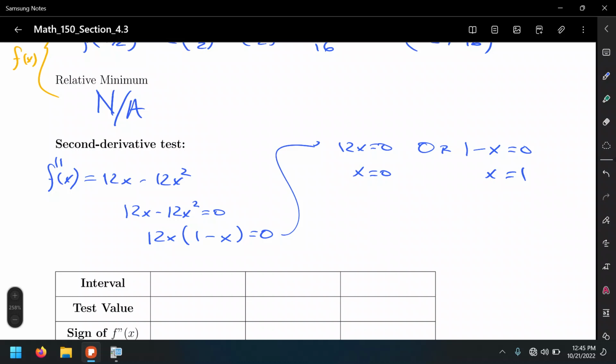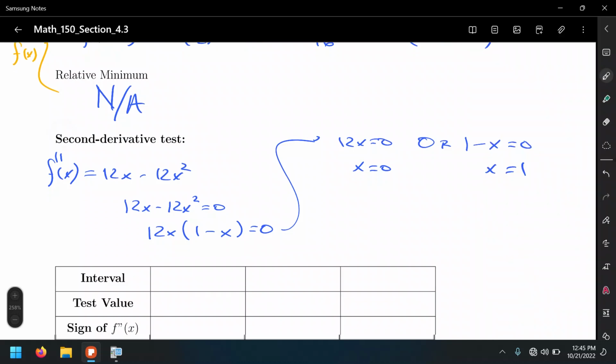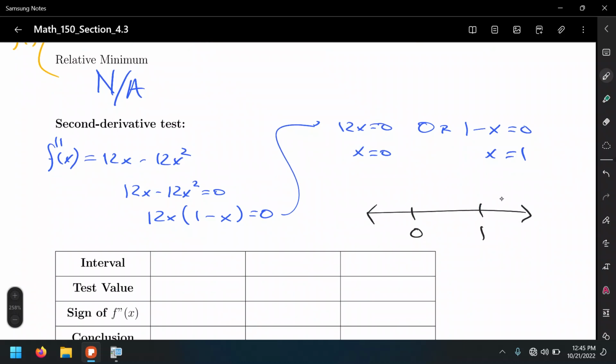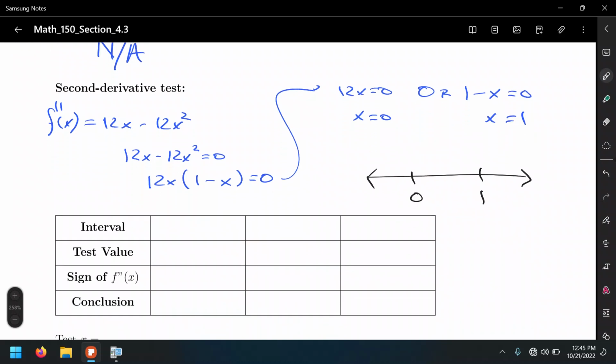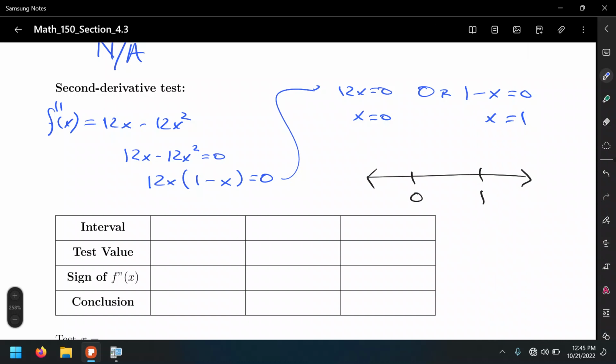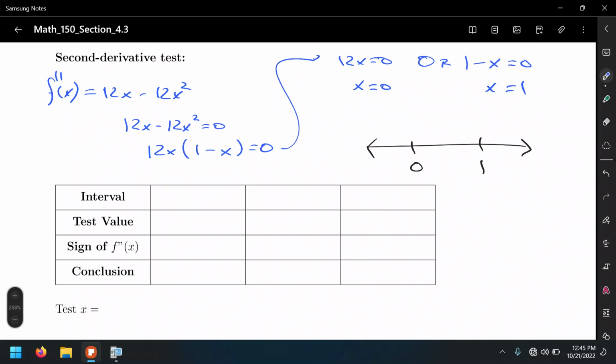And when we plot them on a number line, this will give rise to 1, 2, 3 intervals to test. So that's why I have 1, 2, 3 empty columns, one for each interval, one for each test value. Here the intervals will be negative infinity to 0, 0 to 1, and 1 to infinity.